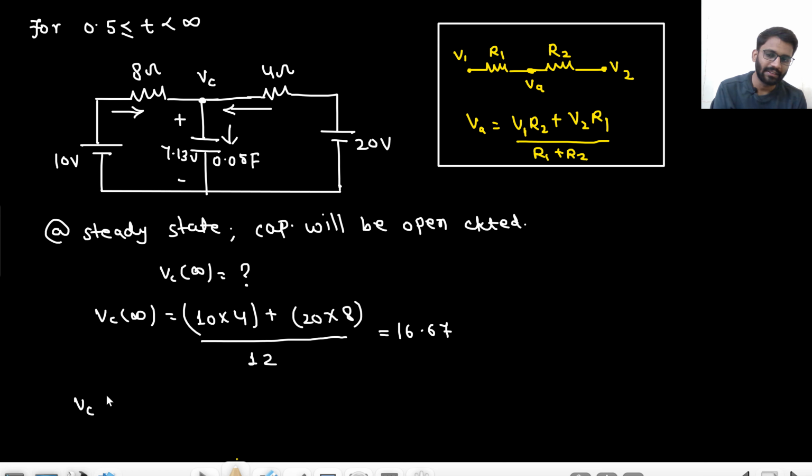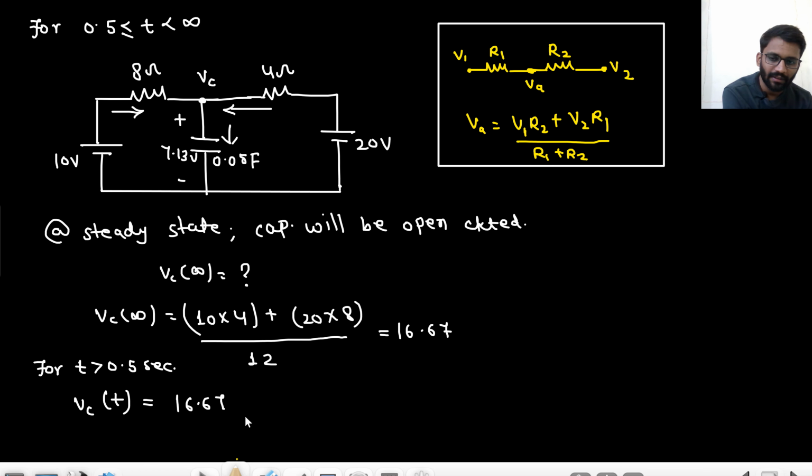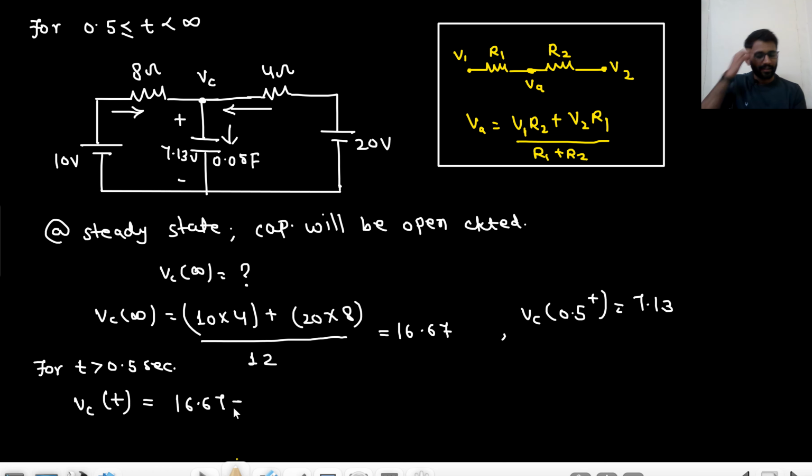Okay. So now you can write the VC(t) equation for t greater than 0.5 second. Right. So what will you write? Steady state value is 16.67. Initial value is, what is VC at 0? Not 0 plus, it is 0.5. That is 7.13. So I would be writing 7.13 minus 16.67 e to the power minus t upon tau. We will see what tau is.